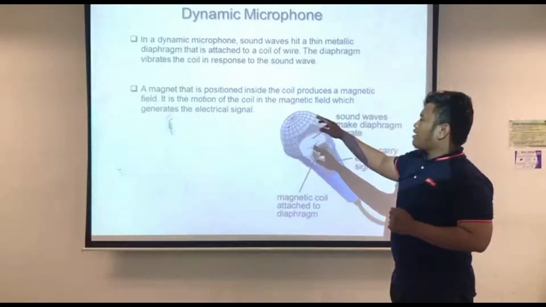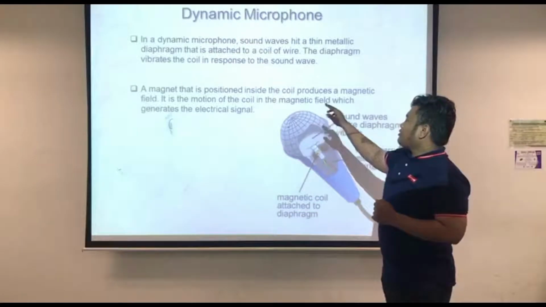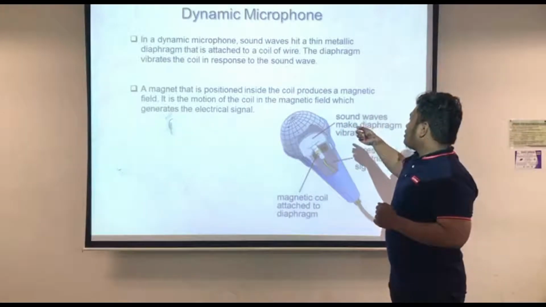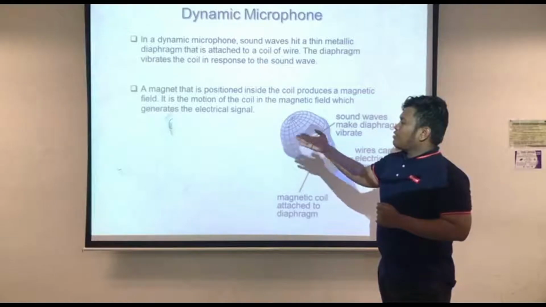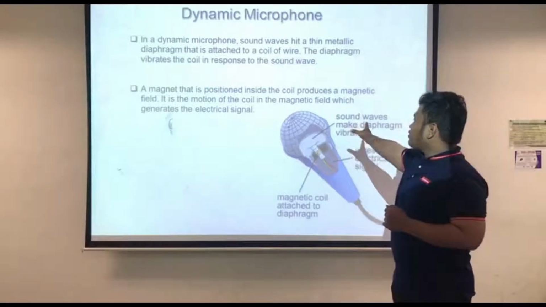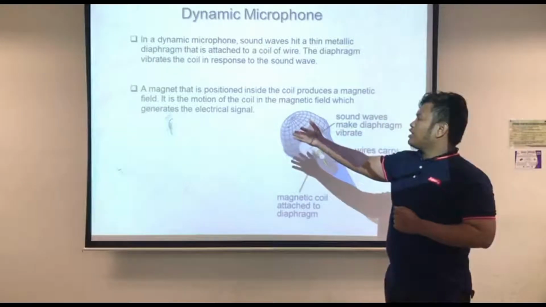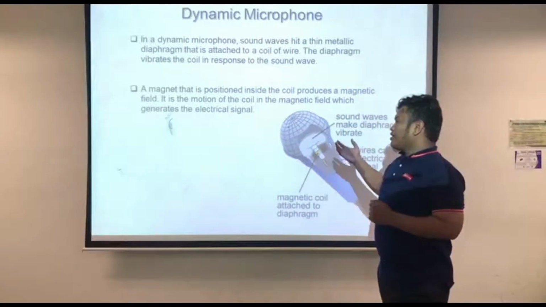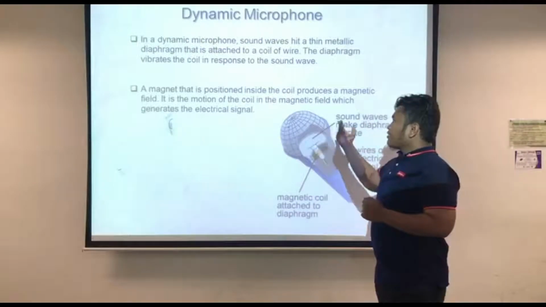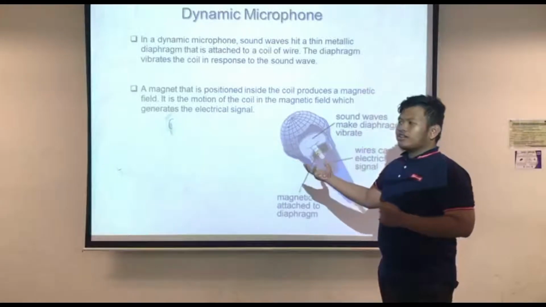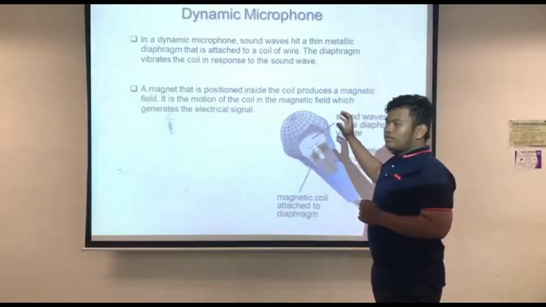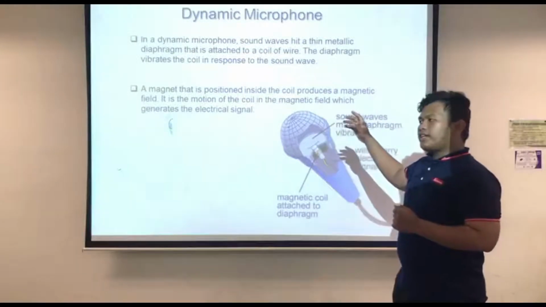A magnet is positioned inside the coil, and the coil produces the magnetic field. It is the motion of the coil in the magnetic field which generates the electrical signal that makes a wave, so the microphone can record, and can translate the electrical signal into sound waves. That means a signal.